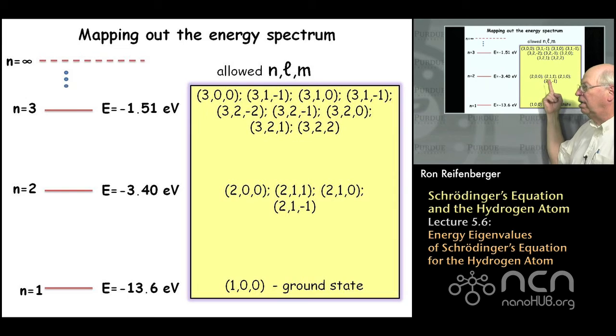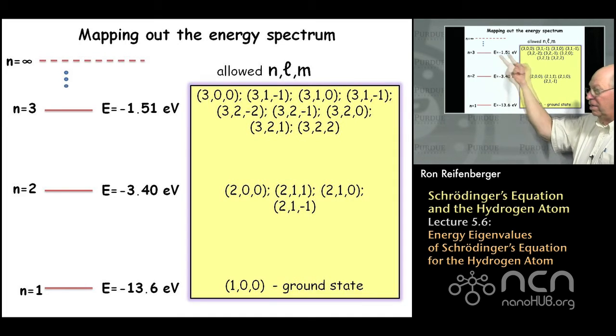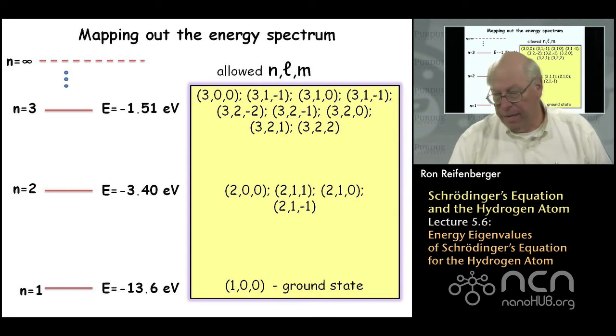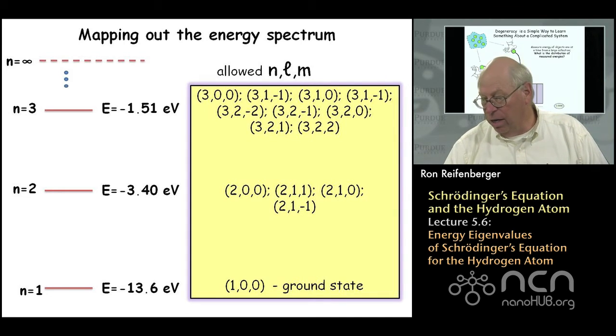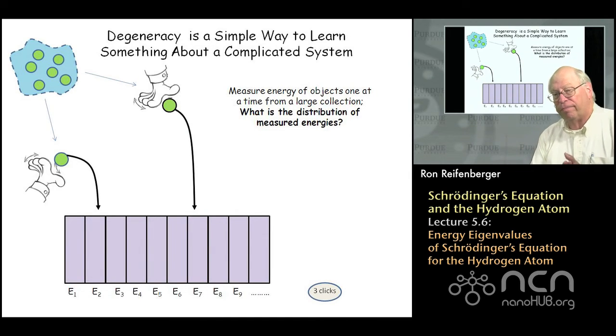And so you can see that there are four different quantum states that correspond to the different combinations of script L and script M that can be described, that all have the same energy of minus 3.4. You can continue this discussion. So I list the results for n equals 3. Now we've got 9 different quantum states that can be accommodated at the same energy value. This degeneracy is a new idea, and it's really a simple way to learn something about a complicated system.